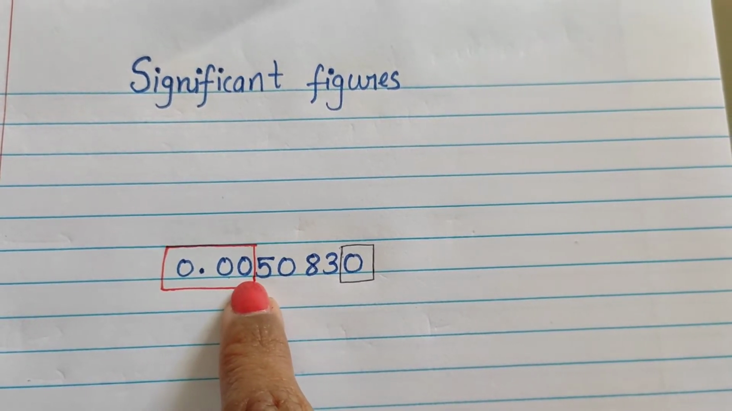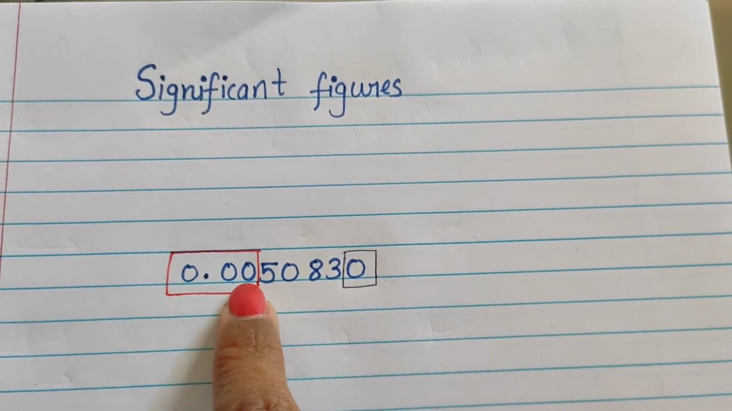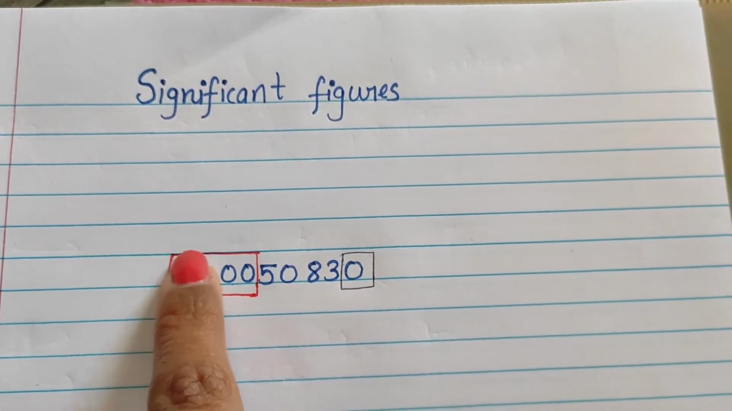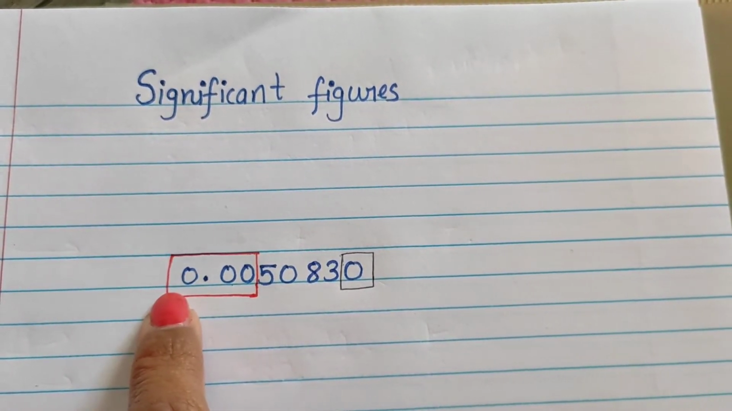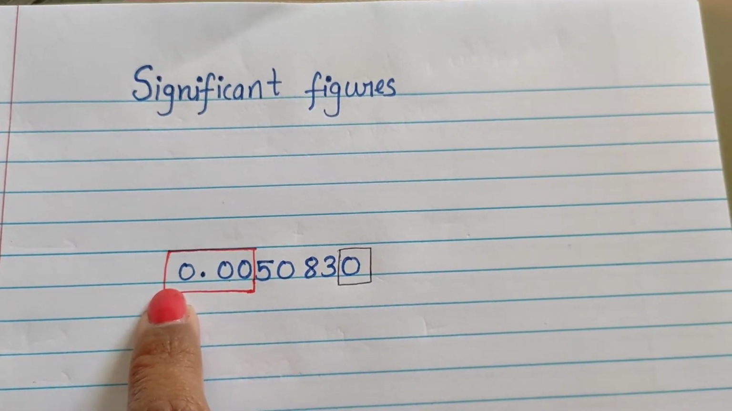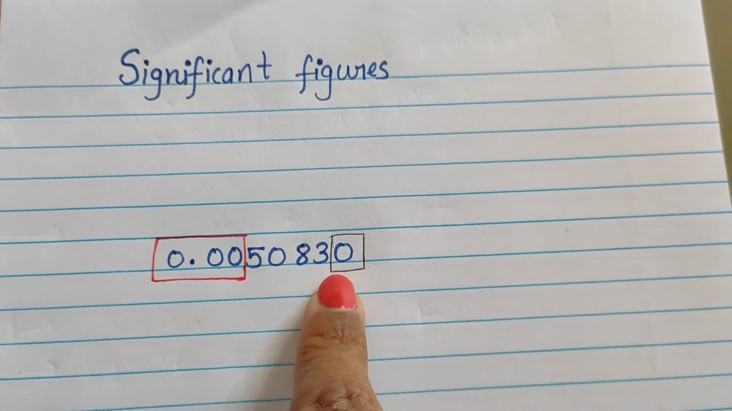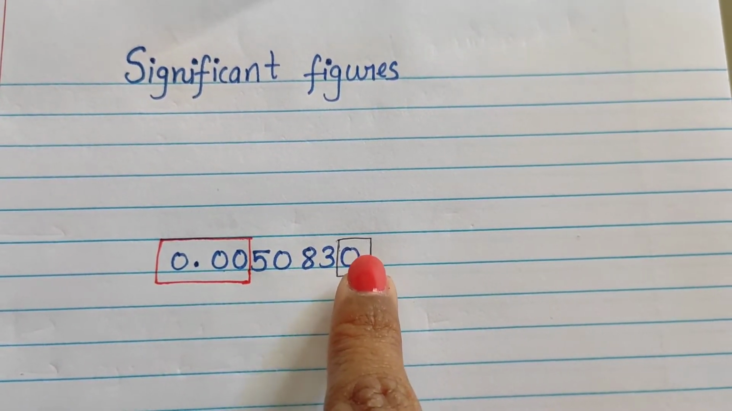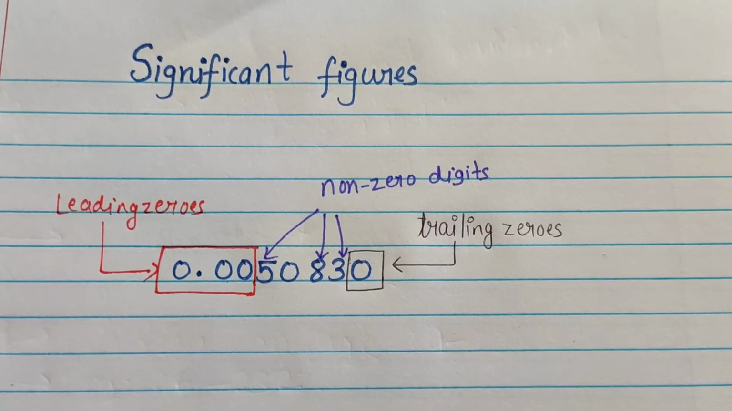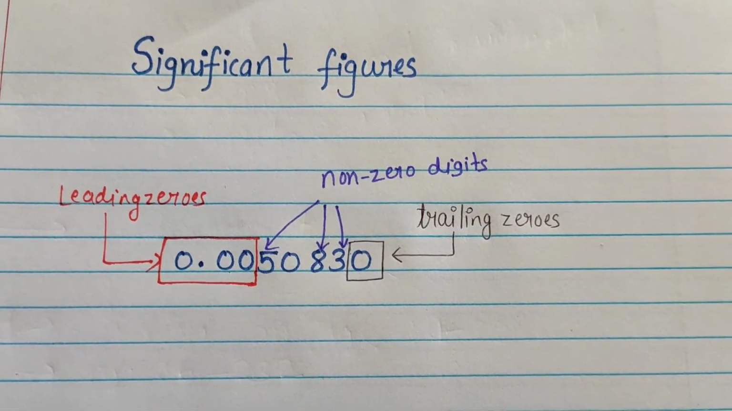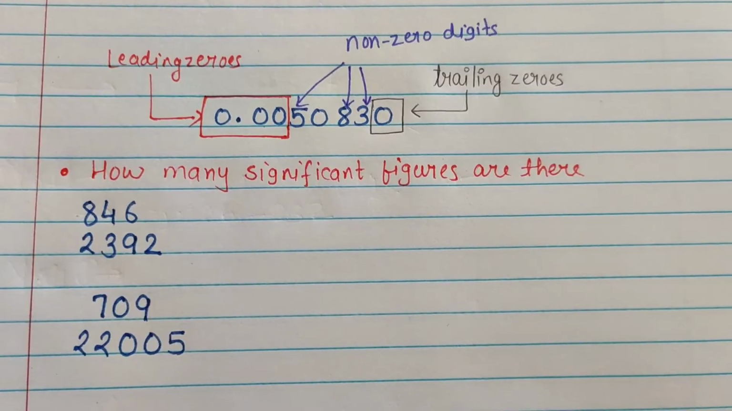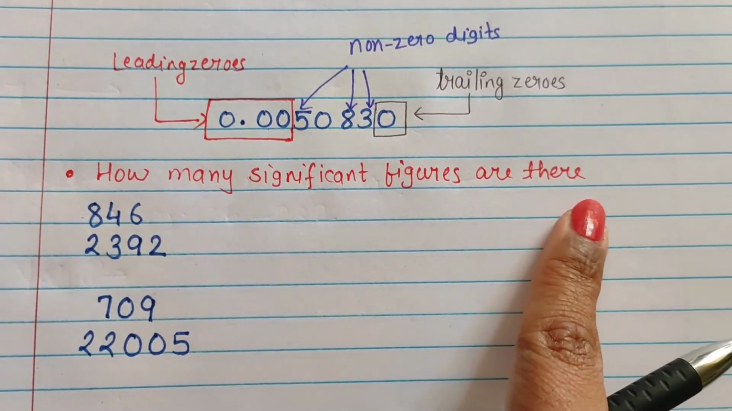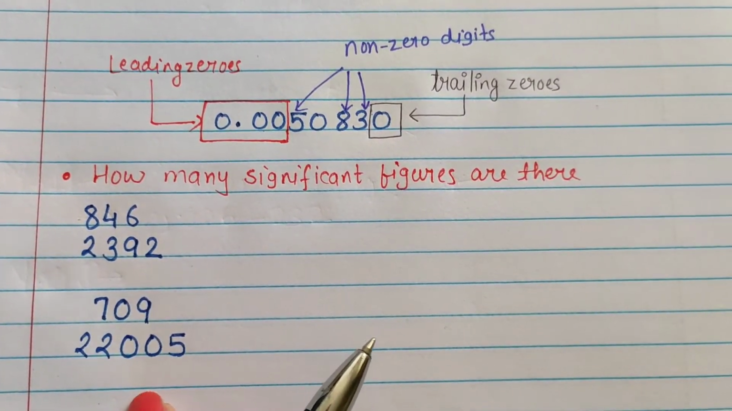And these zeros which are before the non-zero numbers, these three zeros are called leading zeros, okay? And the last zero, which is like a tail, is called a trailing zero. As you can see here, I have written down everything, okay? Now let's see how many significant figures there are. I have written down some examples here.